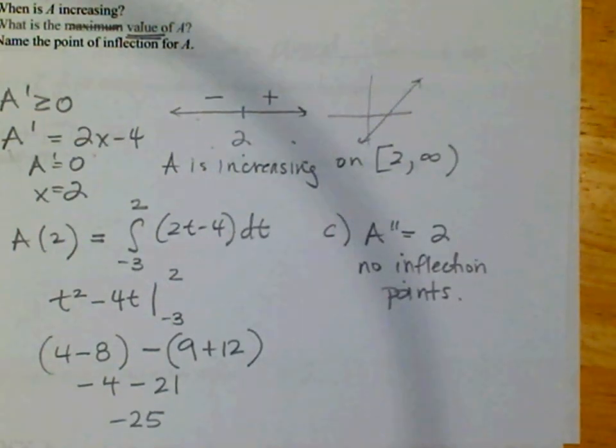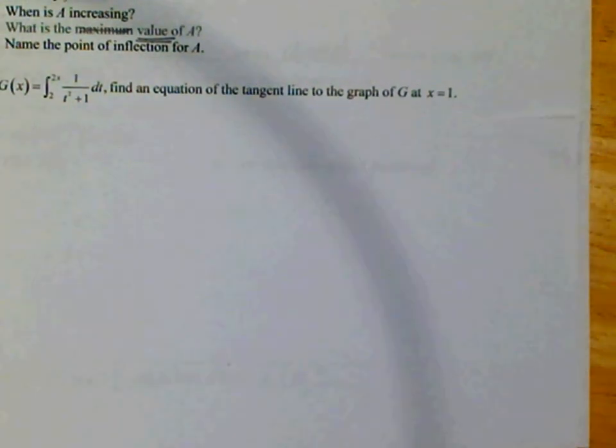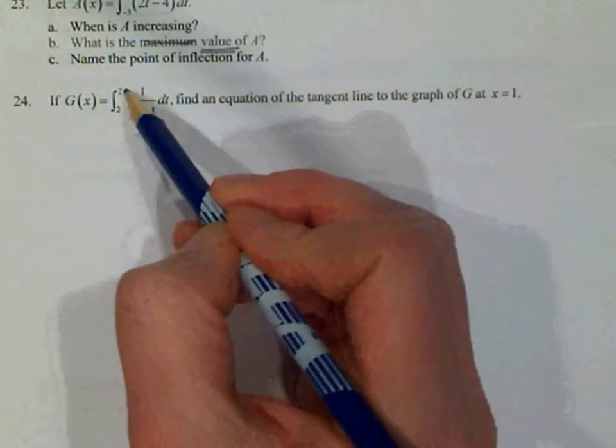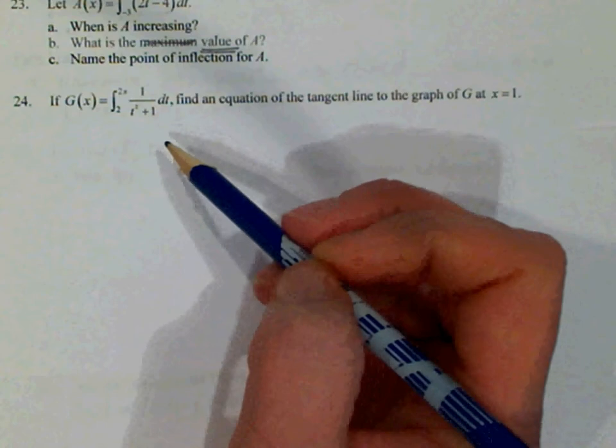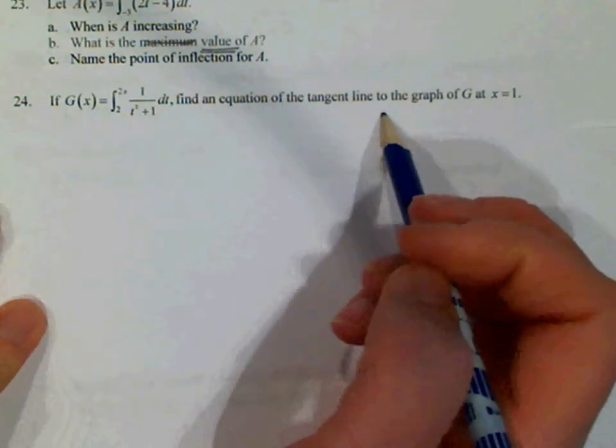All right, let's look at 24. How about finding the equation of a tangent line to a function defined through an integral? Okay, so let's examine how g is defined first of all. I'm going from a constant to a function 2x of 1 divided by t squared plus 1. I need the equation of a tangent line. Therefore, I need a point and a slope.